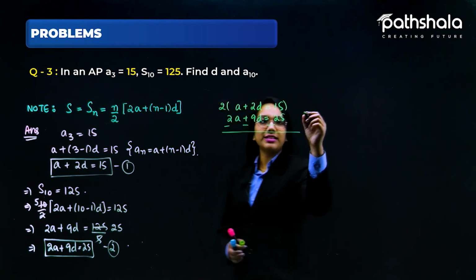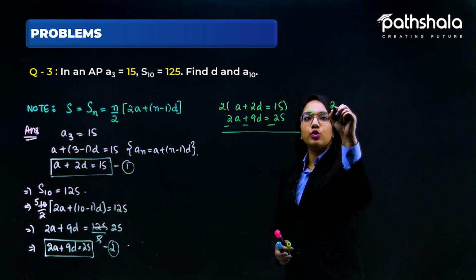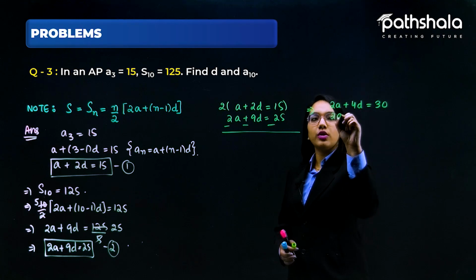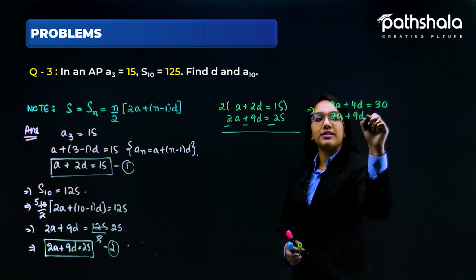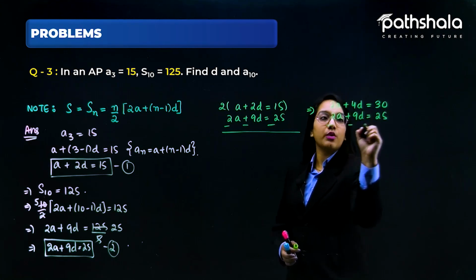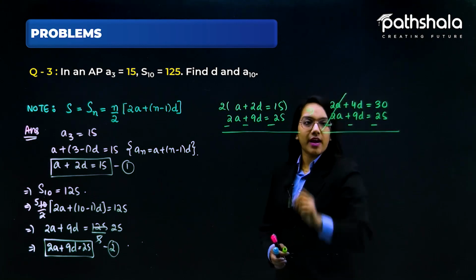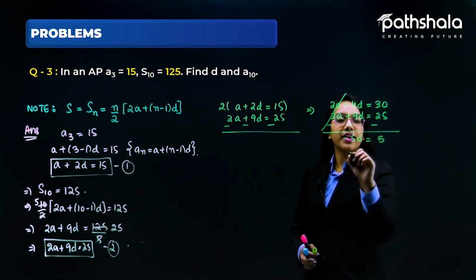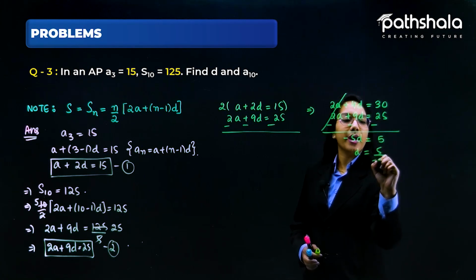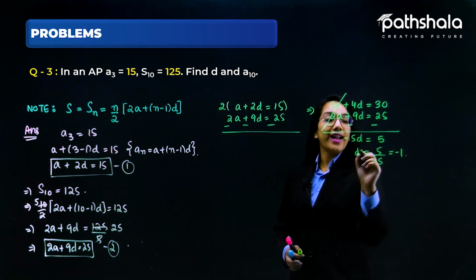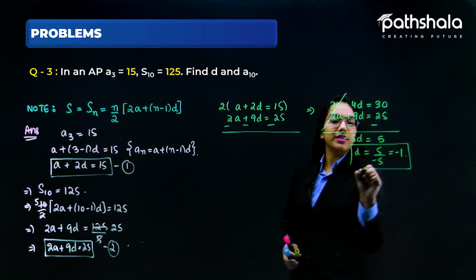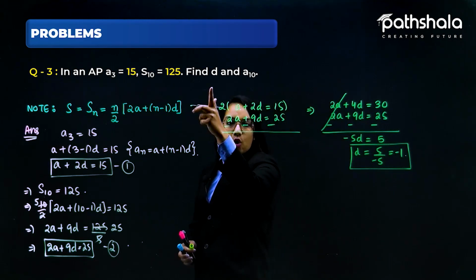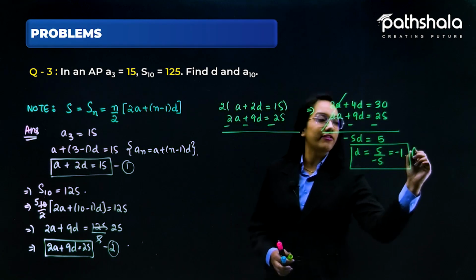So multiplying by 2, we get 2a plus 4d equal to 30, and further 2a plus 9d equal to 25. Let's sort it out now. We can cancel the a and a. We have minus 5d equal to 5, and hence the common difference we get is 5 by minus 5, which is minus 1. So at the end we get the common difference as minus 1. This is my very first answer.